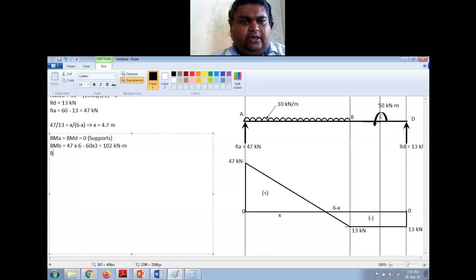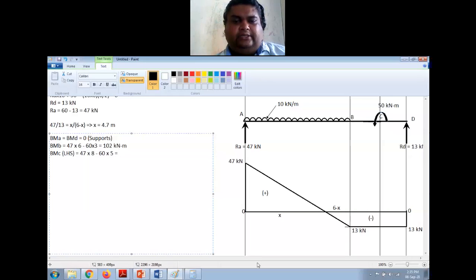So I'll write like this: BM at point C on the left hand side. This is point C. On the left hand side of point C, what is the bending moment? Again it is these two forces only, the difference is the distance is different. Now it is 47 into, the distance has become 6 plus 2. Instead of just 6, at C it is 6 plus 2, so 8, minus 60 into, the distance, now it is acting at this point. From here to B it is 3 meters, 3 plus 2, so it will be 5 meters.